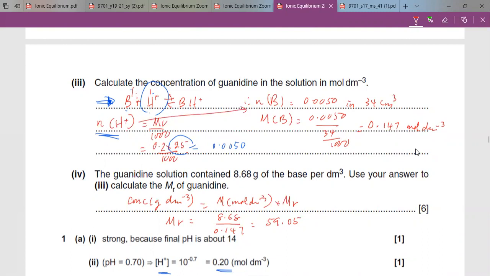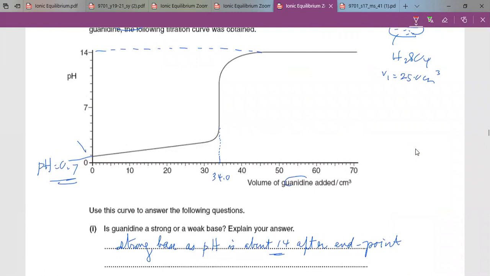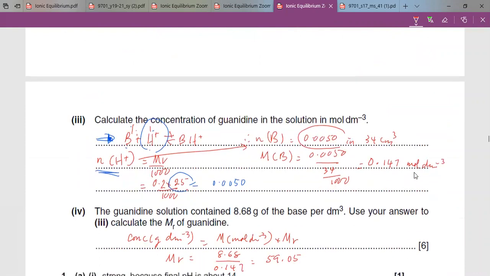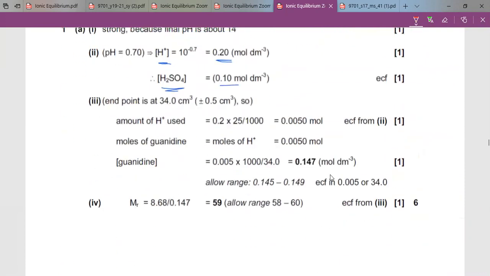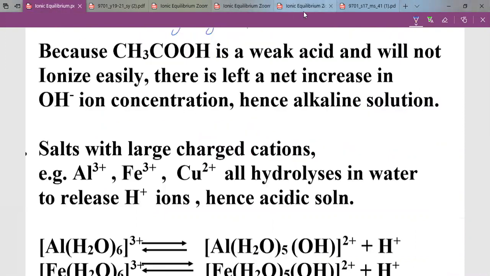Now, this number of moles is found in what volume of the guanidine used? From here you can find it is 34, because of the end point. You need to find it from the graph, use the ruler, otherwise you get it wrong. So 34. Molarity equals number of moles over volume, over 1,000. This is 0.147 moles per dm cube. Allow the range: sometimes you can plot a bit off, so they allow a window of error.